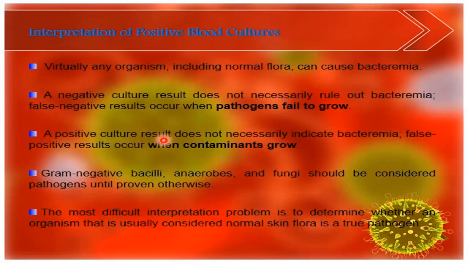A positive culture result does not necessarily indicate bacteremia either. It may be contamination, or transient bacteremia. Contamination may come from the skin during blood specimen collection, which is the major source of contamination in blood culture. Gram-negative bacilli, anaerobes, and fungi should be considered pathogens until proven otherwise. The most difficult interpretation problem is to determine whether an organism that is usually considered normal skin flora is a true pathogen.